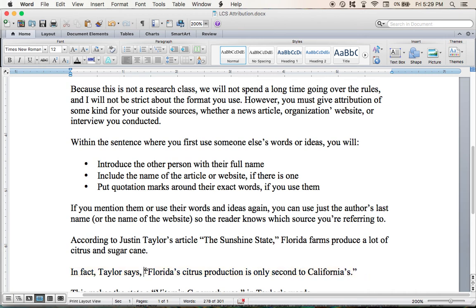In fact, Taylor says Florida's citrus production is "only second to California's." Now this time you're using not just information, but you're using his exact words, the words that he wrote in the article. And so this time you're going to put quotation marks around his exact words. You don't put them around your words, you just put them around his words. And that makes it very clear to the reader what he wrote, what you are using of his. Now in this case, because you've already given the name of the article and the author's full name, you don't have to use all of that again. You can just say, this time, Taylor. Taylor says this. Or you could say, Taylor wrote, and you use quotation marks.